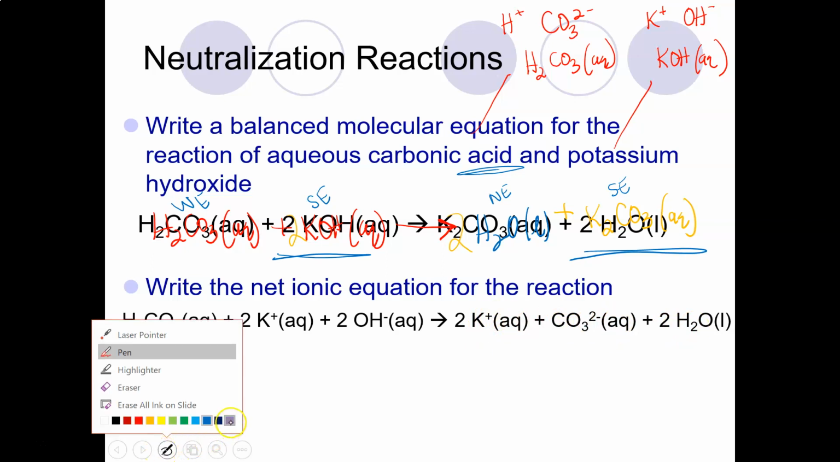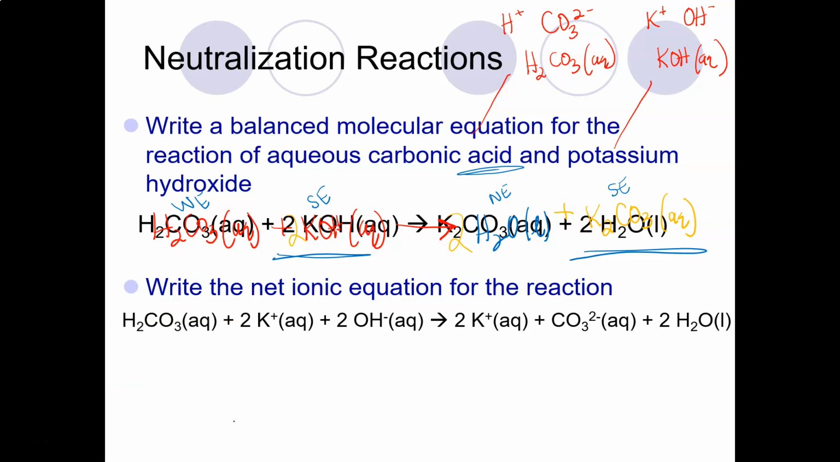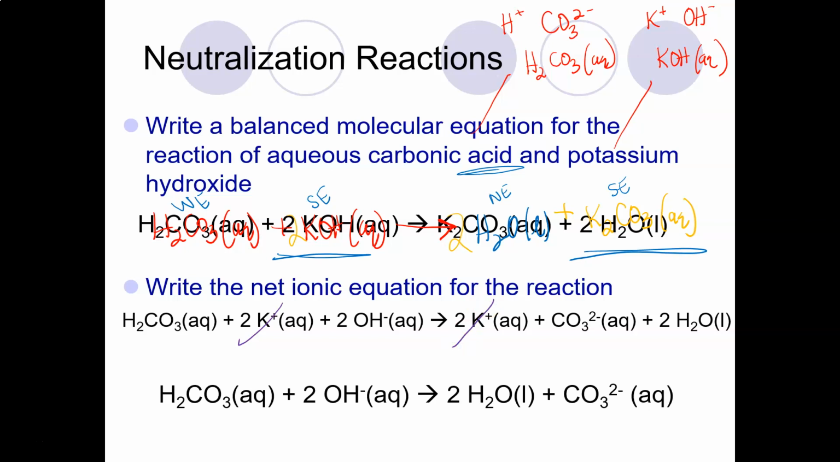If I want to go on to the net ionic equation, do you see any spectators? I see one. Potassium ions. So those cancel. And what I have left is this. My net ionic equation really didn't get that much smaller. Sometimes net ionic equations are big.